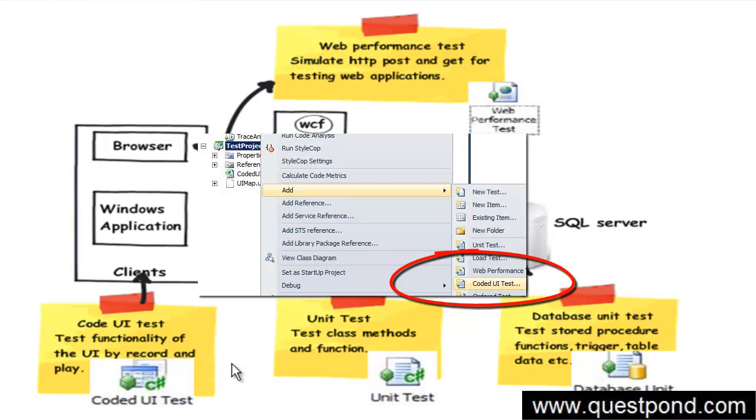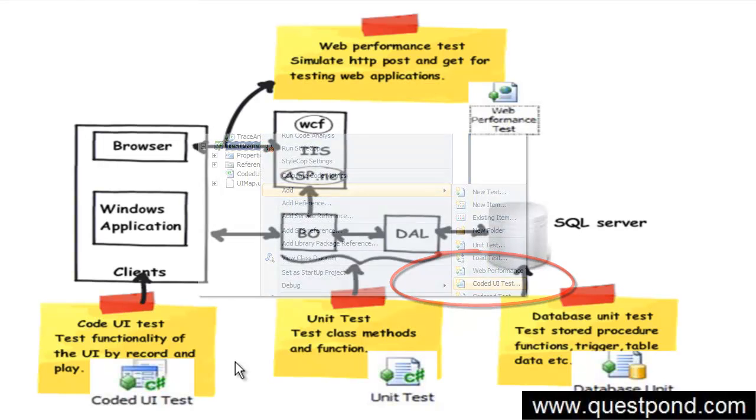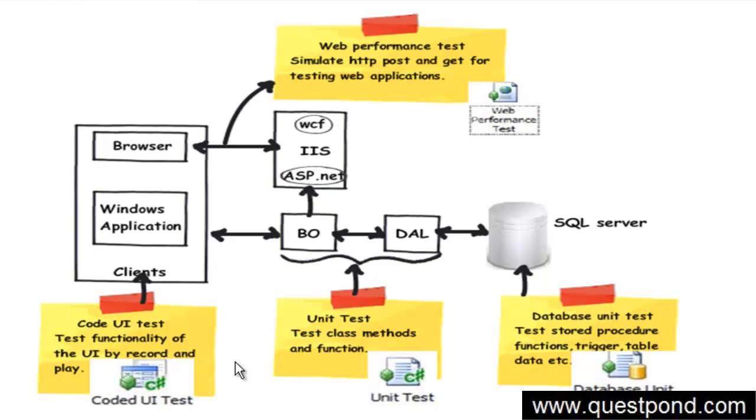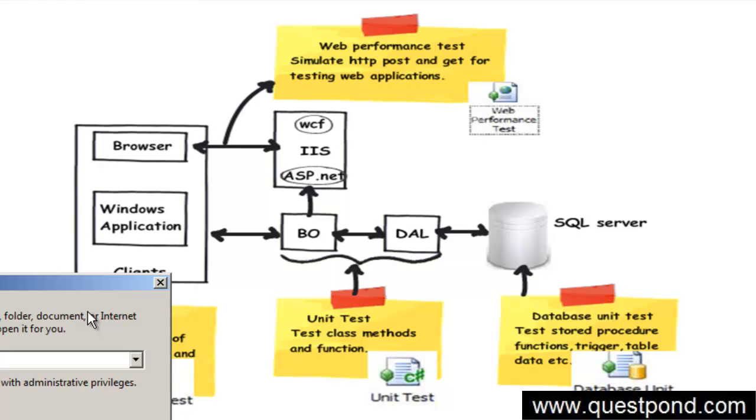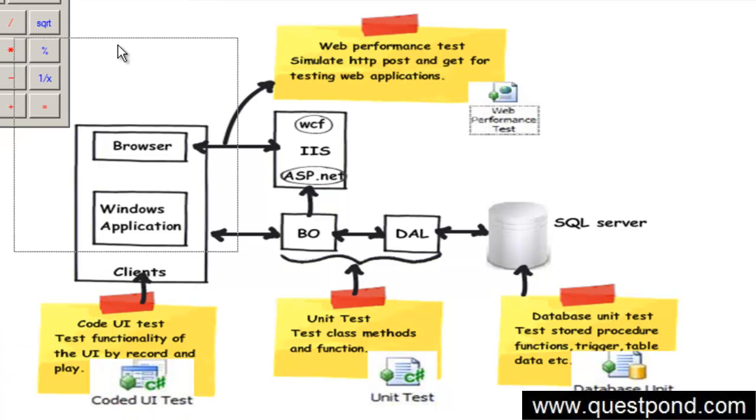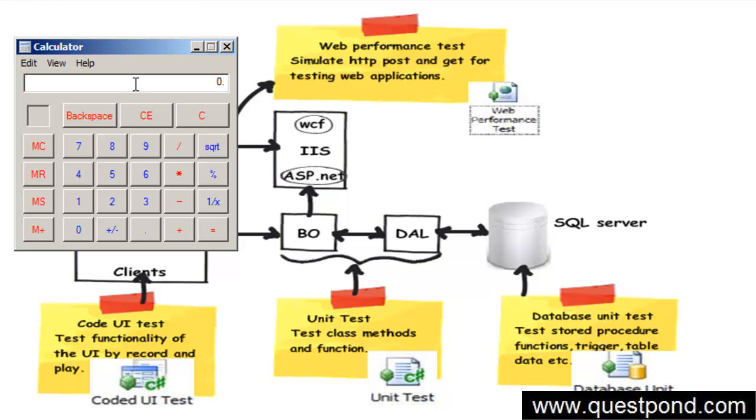So what we'll do now is pick up a very simple application. We can pick up the calculator application which comes with the Windows operating system, and record a simple test on it. We can record a test wherein the user puts in the first number, then presses the addition sign, then presses the second number, and then presses equal to. So let's do a simple recording using the coded UI test, and play these steps later in an automated way.